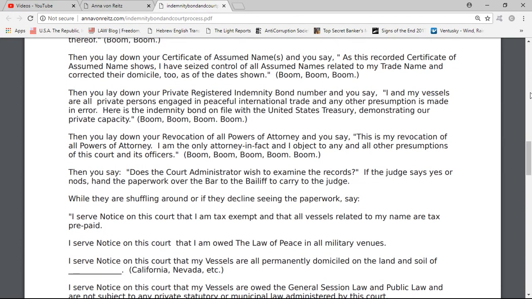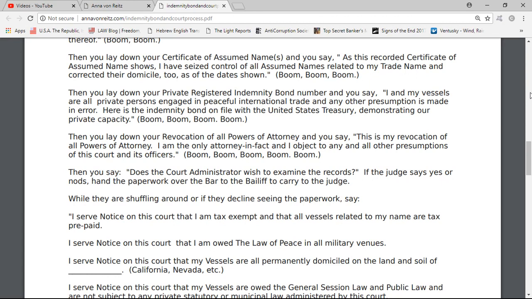Folks, when I first read this, I fell out of my chair. I mean, I was jumping up and down because I had been waiting for, what do we do? Then you lay down your certificate of assumed name and you say, as this recorded certificate of assumed name shows, I have seized control of all assumed names related to my trade name and corrected their domicile to, as of the date shown.